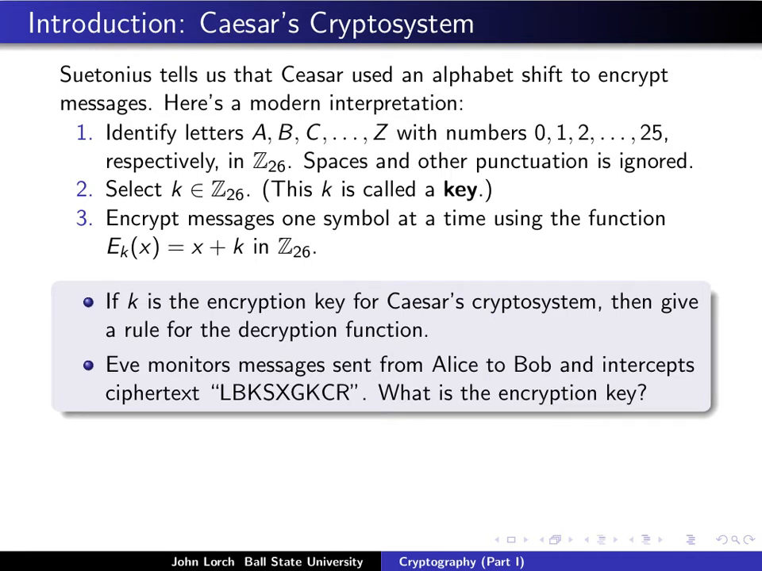Okay, here again we see some information about Caesar's cryptosystem, paired again with this misspelling of Caesar in the top line, for which I apologize to Caesar. So again, we have the description of how it works, right? We identify letters A through Z with the numbers 0 through 25, regarded as elements of Z26. Spaces and other punctuation are ignored.